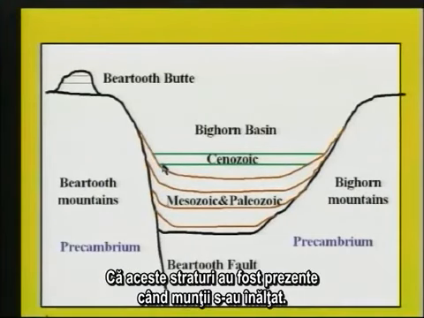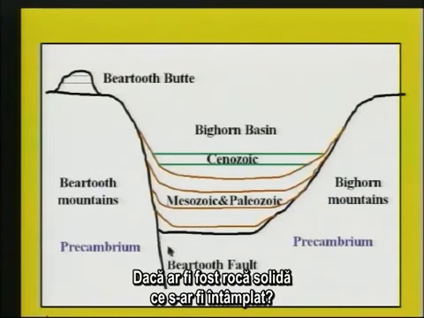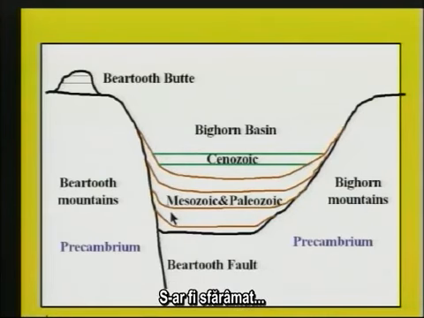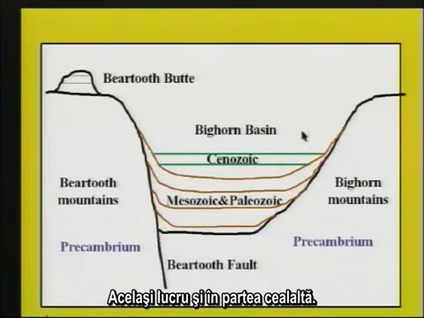It tells you that those layers were there when this mountain was uplifted. Is that right? And it tells you that they were soft. Or else, what would happen if they were solid sheets of rock? They would just break up into blocks, right? So they were soft when they were uplifted. And on the other side over here.